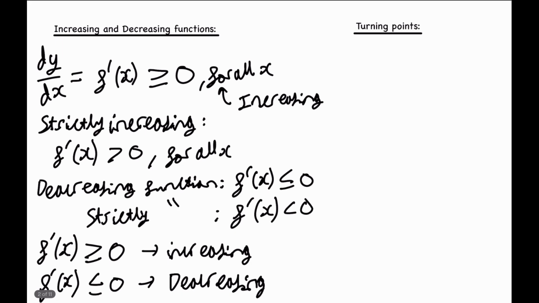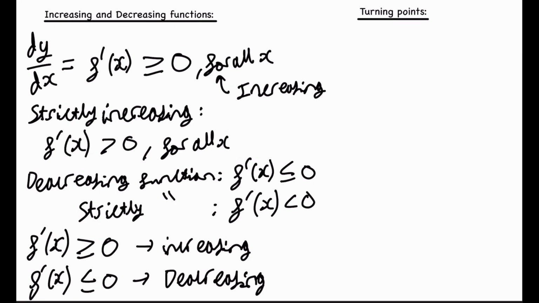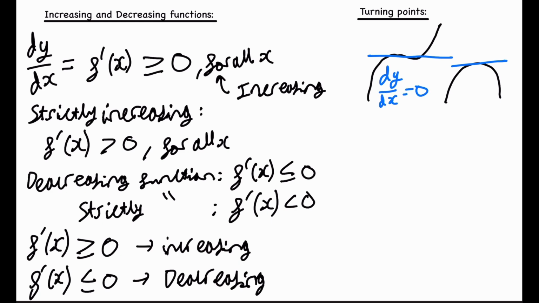Now let's move on to turning points. If we look at how turning points look on a graph, we would have something like this, something like this, etc. And the turning point is when the gradient of the graph at each of these points is 0. So dy over dx is equal to 0. To find which points are the turning points, you can just differentiate your function like this and make it equal to 0 and solve for your x values. And then once you find x, then you can find y.